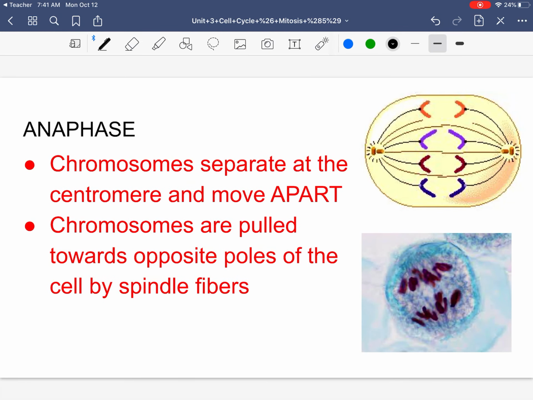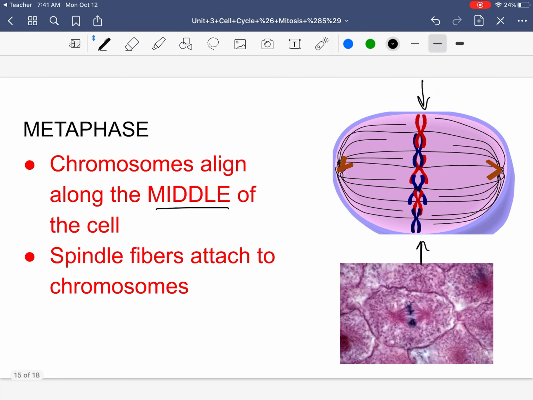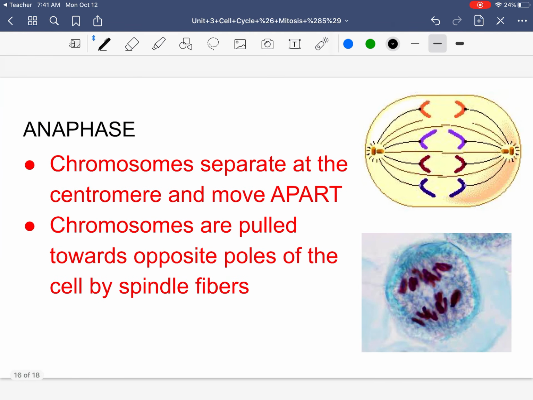Anaphase, they're going to be separated from one another. So if you look here, they were all attached to each other looking like little X's. And then in anaphase, they were separated and spread apart. So your chromosomes are separated at the centromere and move apart. The centromere is this little circle that was there connecting them. And then they're pulled to the opposite end. So all of these are being pulled this way, all of these are being pulled that way.